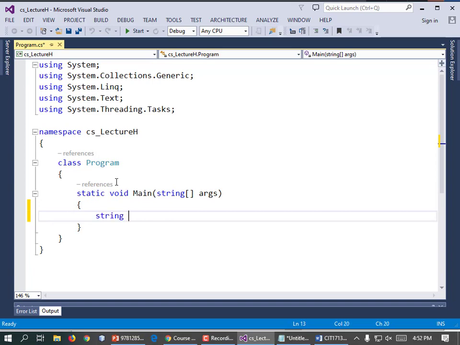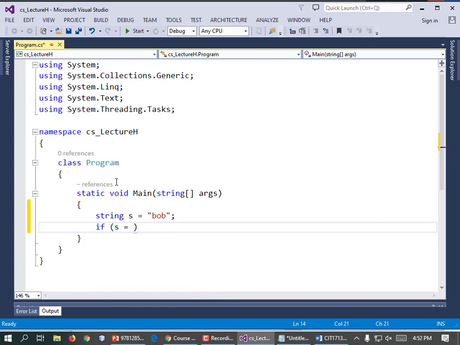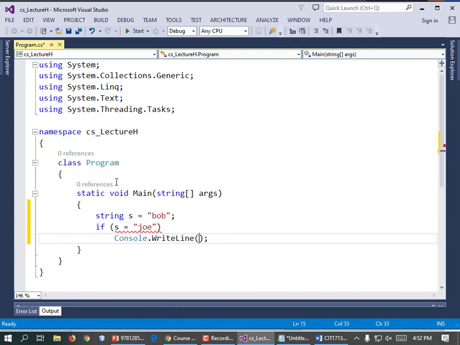Alright, so string S equals "Bob", if (S = "Joe"), Console.WriteLine. Yes. And it is giving me a syntax error. Thank you, C#. C++ does not count that as a syntax error. And if you write that line of code, then during the execution of this if statement, S gets erased and replaced with that value, destroying your prior data. So I'm glad that Java and C# do not support that syntax, nor does Python.